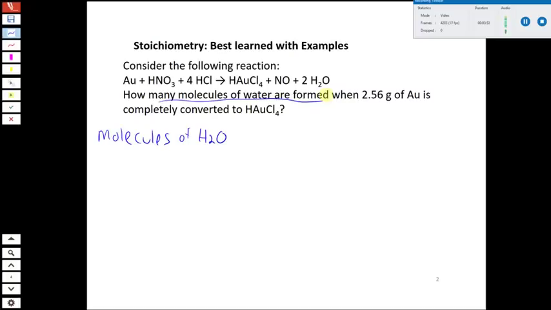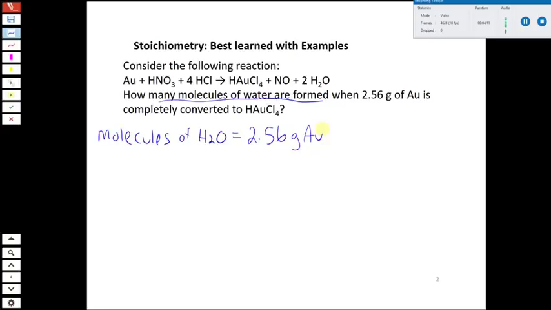But we're starting with 2.56 grams of gold. So again, in stoichiometry, you're going to be relating two or more different substances to one another. So we start with a different substance, gold. And then, my mantra in stoichiometry, which I'll say over and over again, and I've already said it to some people that have come to my office hours recently, is when in doubt, convert to moles.